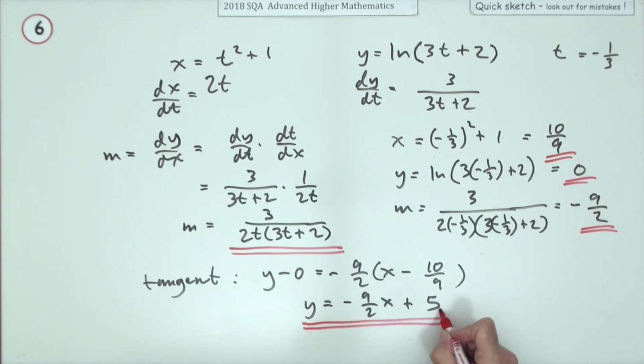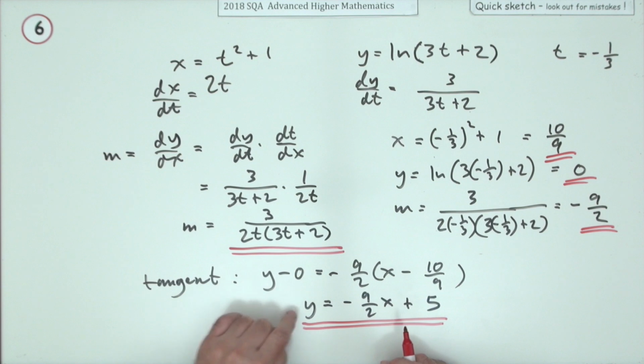Cuts the y-axis at 5, and it's at a gradient of negative 4.5. If having that 2 there makes you feel a wee bit anxious, you can always just rewrite it as 2y is negative 9x plus 10.